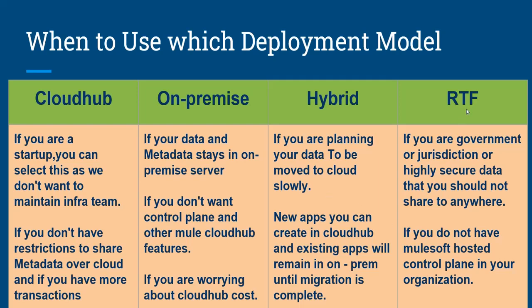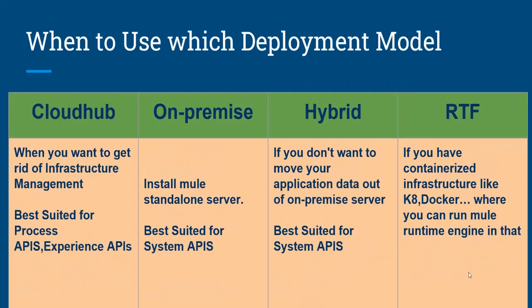So what about the RTF runtime fabric model? If you are from government sectors, or you have restrictions like highly secured data that you should not share anywhere in Cloudhub, in that case you can select RTF runtime fabric, because it has its own containerization model in the runtime plane. They will manage everything on their own. So you can select this model. And if you don't have a MuleSoft hosted control plane in your organization, in that case also you can select the RTF model.